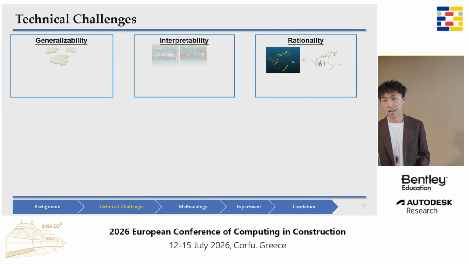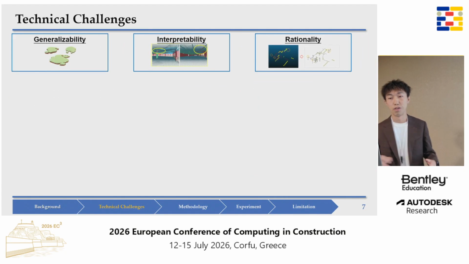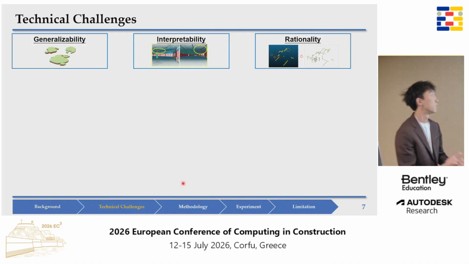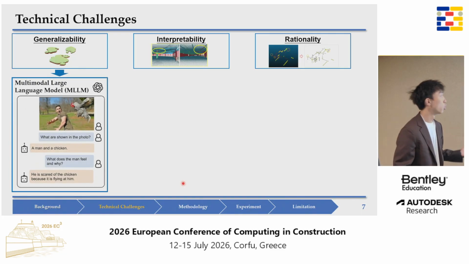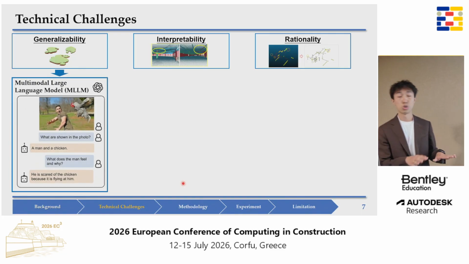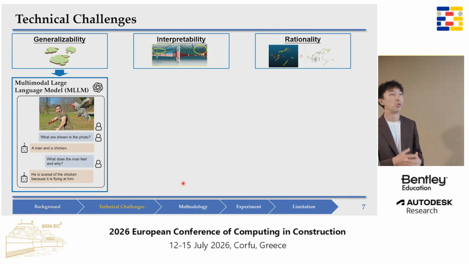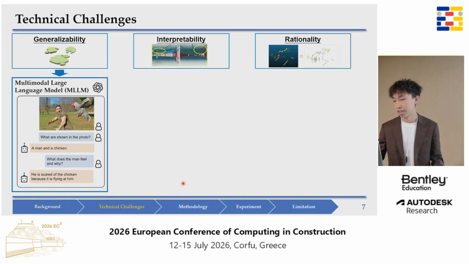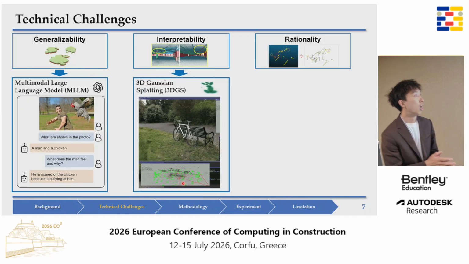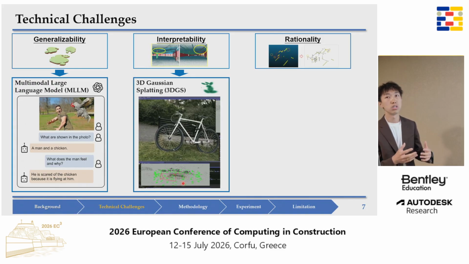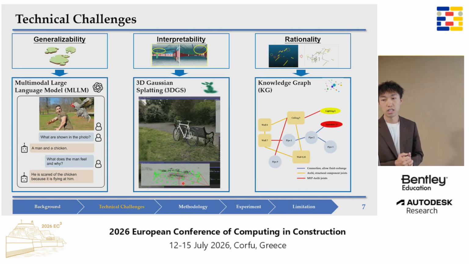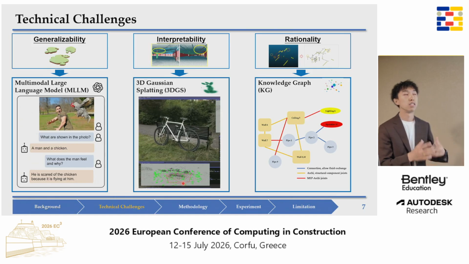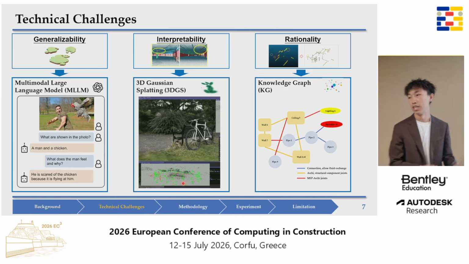With the recent technical breakthroughs, there are some potential solutions to addressing these issues. Multi-modal large language models, because they are trained on oceans of data, have the capability to recognize scenes from different disciplines, and may be a potential solution for generalizability. Second is interpretability. Here we have 3D Gaussian splatting, which allows us to view every detail from different angles we want. And the third is rationality. For this, we can create a knowledge graph and establish the connections between the different components.